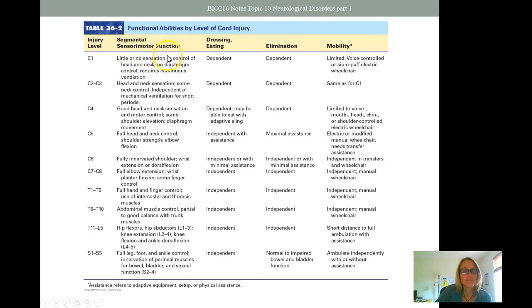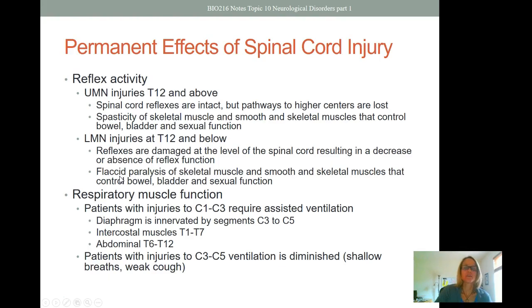Okay, this slide looks at the level of injury of spinal cord injury, and what sensory and motor function will remain, or what you'll lose. It refers to how dependent you are going to be for dressing and eating, for elimination, and for mobility. You certainly don't need to memorize this chart, but you should understand that a cervical injury is obviously going to be much more severe, and that will affect ventilation. Okay, so let's look at some of these permanent effects of spinal cord injury.